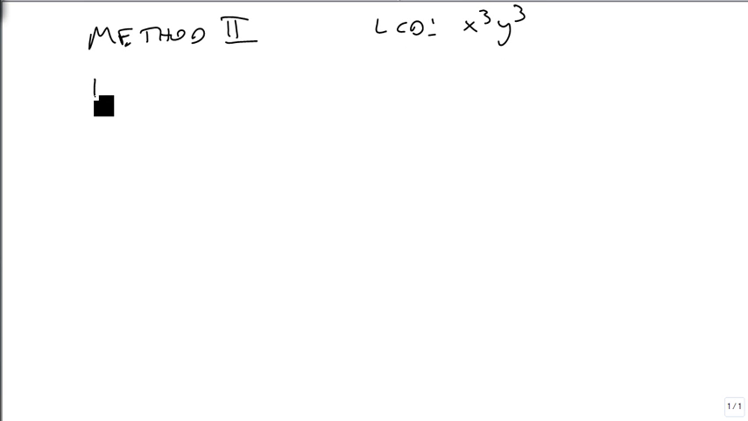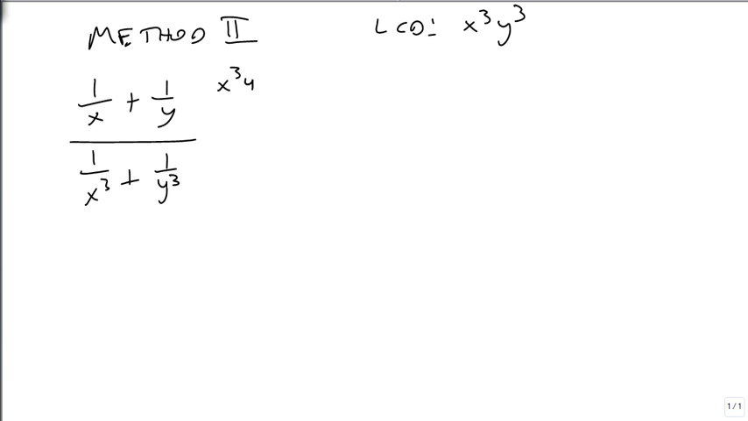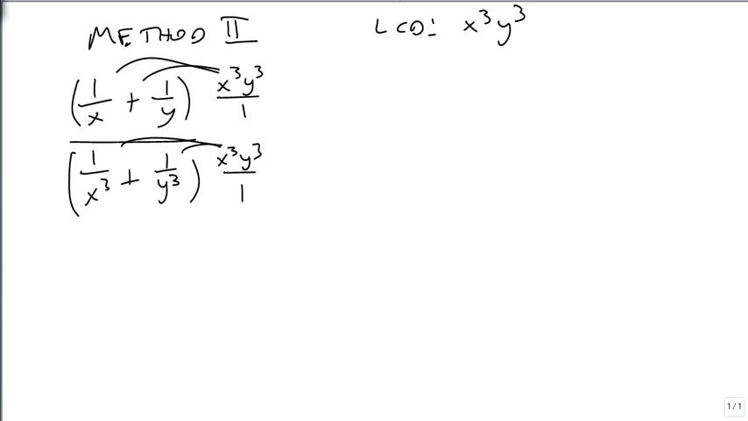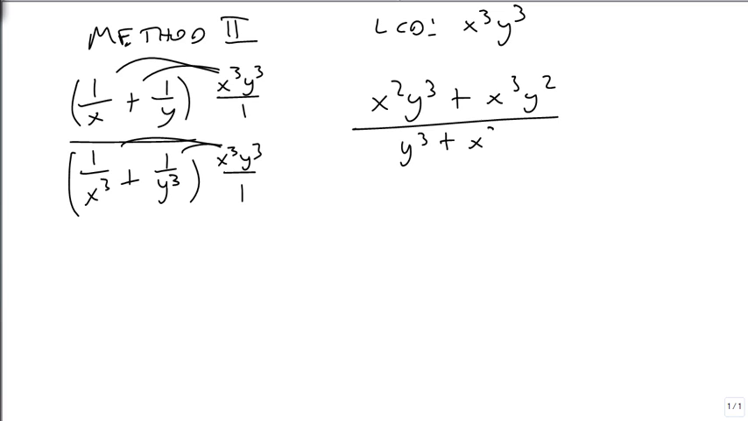If we were to do the same problem using method 2, we'd find that our overall LCD is x³y³. So we start with our (1/x + 1/y) over (1/x³ + 1/y³). When we multiply by x³y³ over 1 and distribute, we end up with (x²y³ + x³y²) over (y³ + x³).